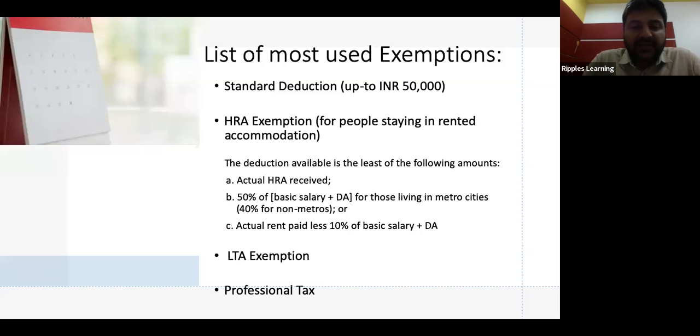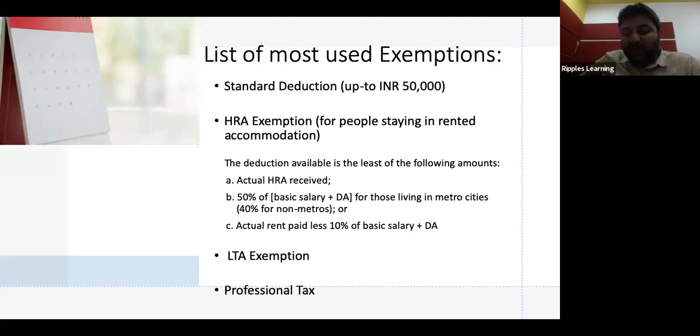So if it's 40% for a non-metro, then it would be 40% of basic plus DA per annum. That is something that you will take. And third is actual rent paid minus 10% of basic plus DA. So you will put all these three across, and whichever is minimum is taken as exemption. Right? That is something that you would be considering. I'll again explain HRA exemption in some time.